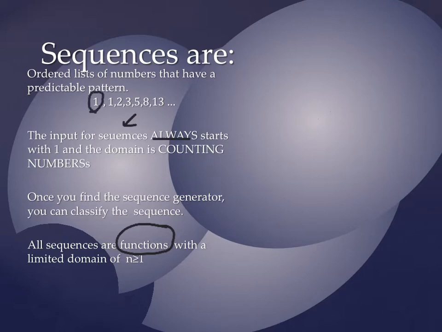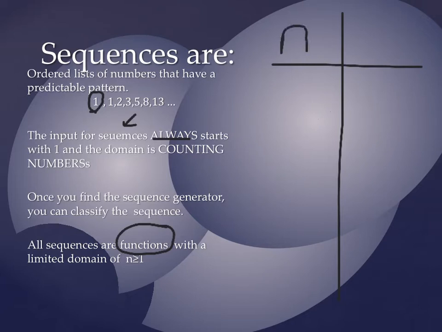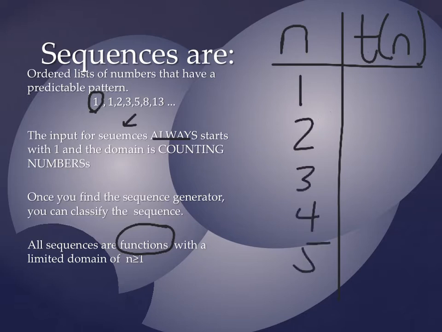So this one is the first term, and if we were to put it in a table with sequences, we use the input of n and an output of t of n. That tells you it's a special kind of function where the inputs are counting numbers 1, 2, 3, 4, etc. And that means the domain, the input possibilities, are always just 1 and the numbers greater than 1, and they're counting numbers.